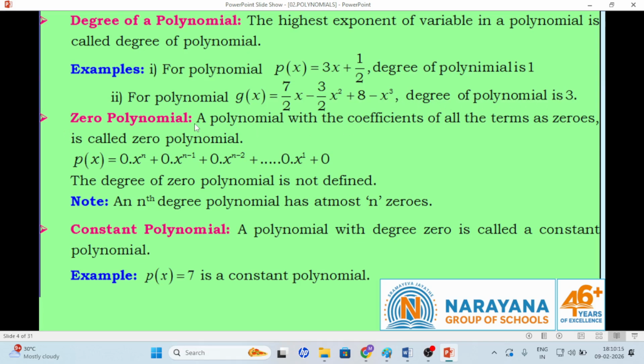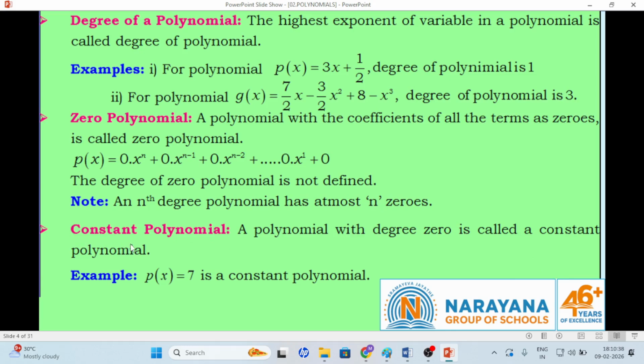Then, what is the zero polynomial? Zero polynomial means the coefficient of every term becomes 0. The degree of the zero polynomial is not possible to conclude. Therefore, it is not defined. An nth degree polynomial has at most n zeros. At most n zeros means it may have n zeros or fewer than n zeros.